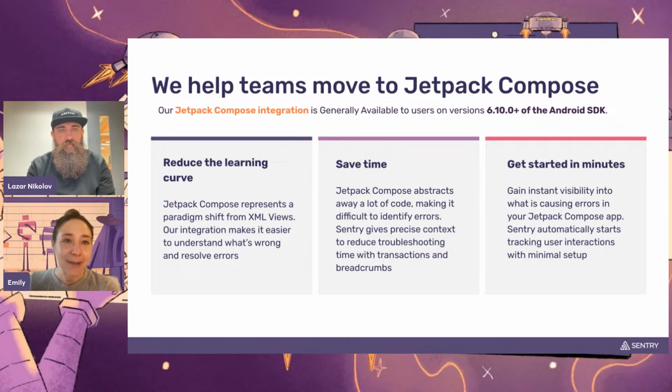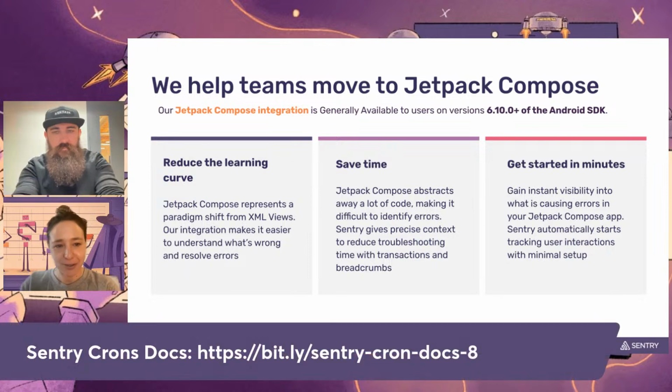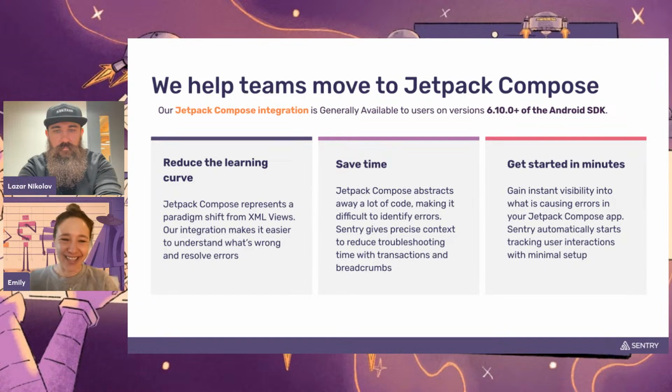And then lastly, our integration with Jetpack Compose is automatically instrumented. So teams can see super fast time to value. They can get started in minutes, and you can have instant visibility into what is causing errors in your Jetpack Compose. And I do want to add that currently, Sentry is the only error and performance monitoring solution that does offer automatically instrumented support. I wouldn't be a good marketer if I didn't add that at the end.